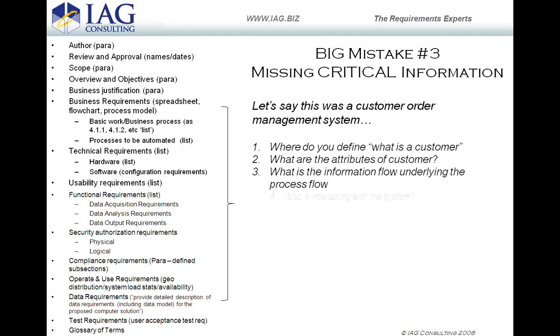How about who is interacting with the system? Who are the actors? Where are you putting that? Again, could be in the glossary of terms, not sure, right? Customer information is in the charter of the BRD. Good point, Rick. It could be somewhere else.